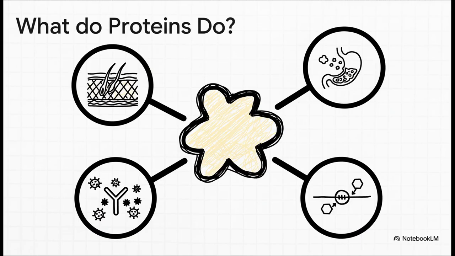You've got collagen, which gives our skin its structure, and hey, remember this one, it's the most abundant protein in the whole animal world. Then there's trypsin, which helps digest your food, antibodies fight off diseases, insulin is a hormone. You see, they really do everything.